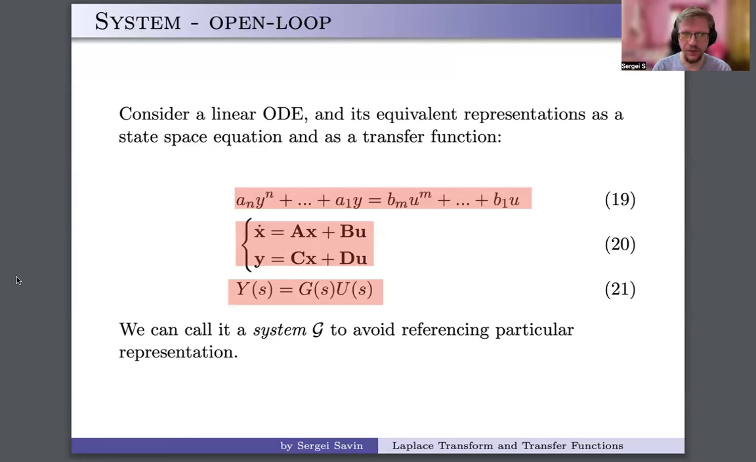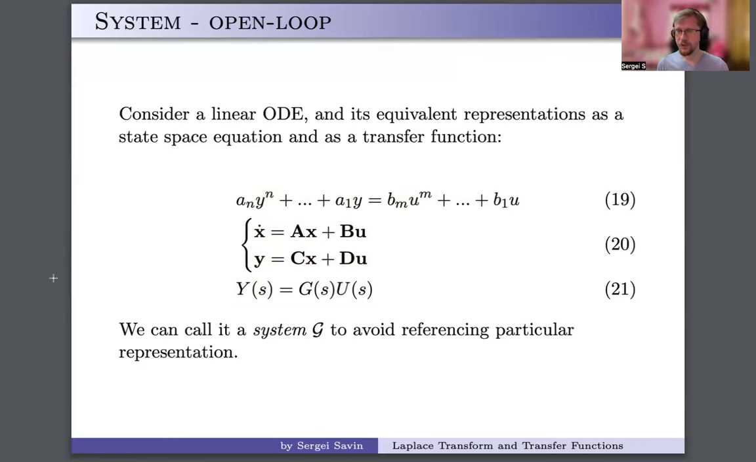Quite often, we don't particularly want to talk about what representation we use, because they are equivalent representations of the same system. It's not always that we want to write something like this or something like this, especially if we are not intending to use it. So often what we say is, let's talk about the system G, calligraphic G. This calligraphic G basically means a system which is represented somehow. We're not specifying whether it is represented as Laplace transform, state space, or ODE. It's just a system. And this is quite convenient.